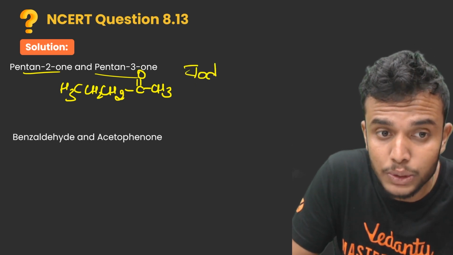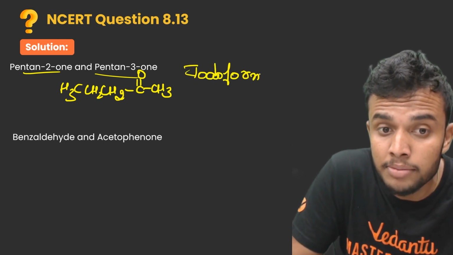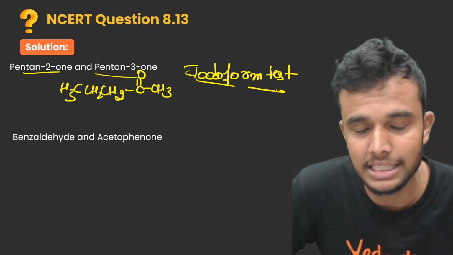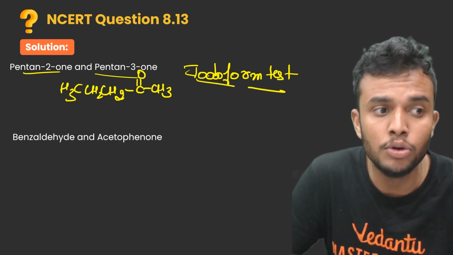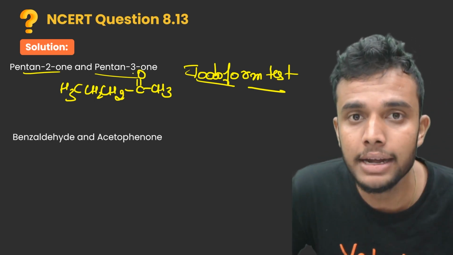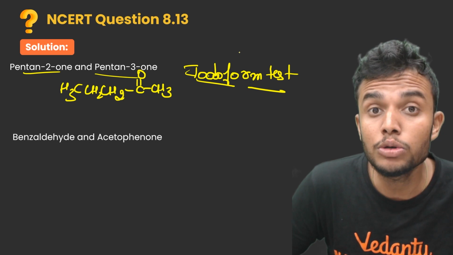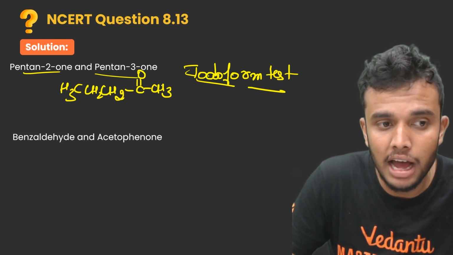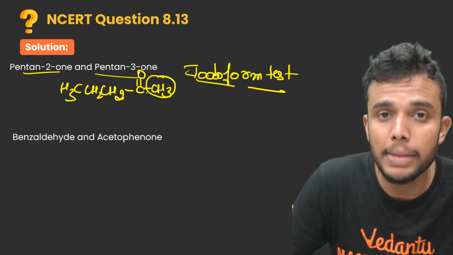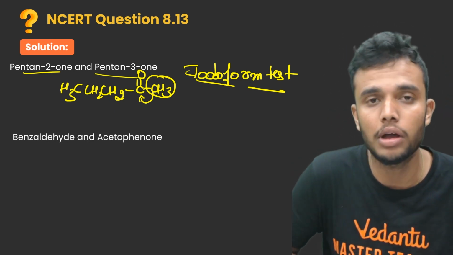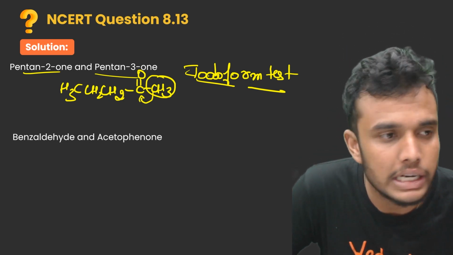We already discussed the iodoform test in this exercise. Before differentiating the pair of compounds, what is the iodoform test? The iodoform test gives a positive response if the CH3 group, the methyl group, is attached to the functional group carbon.